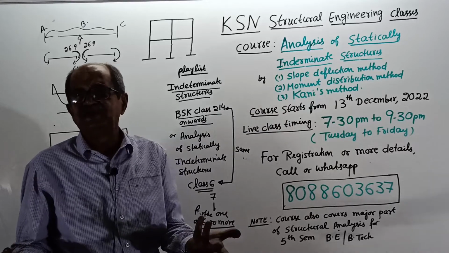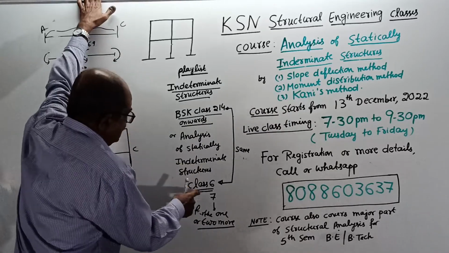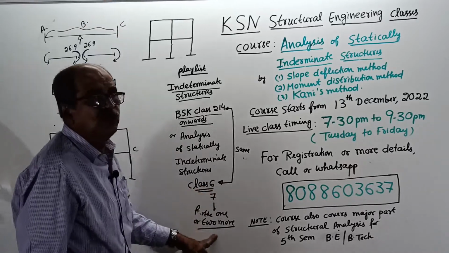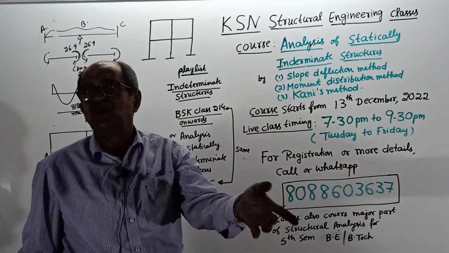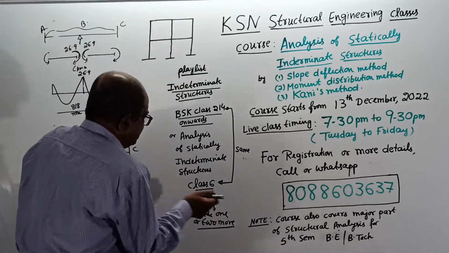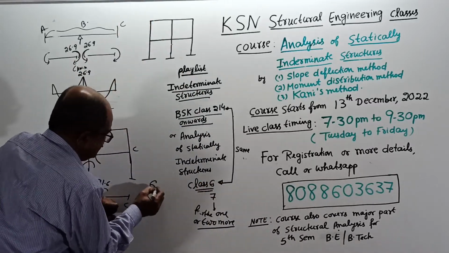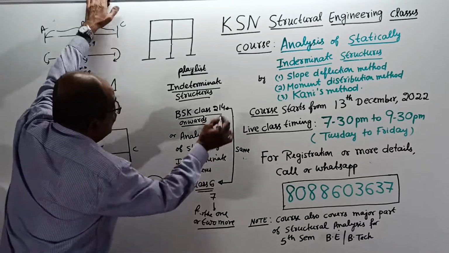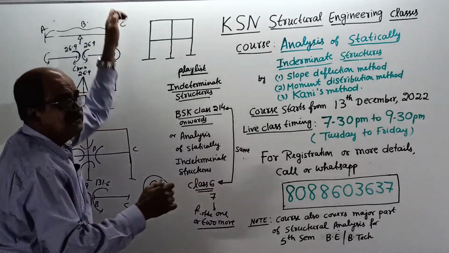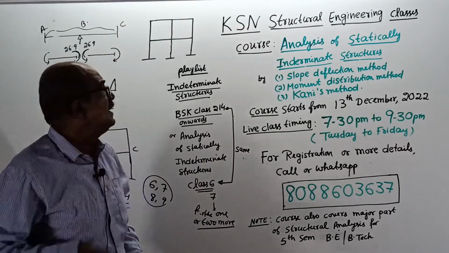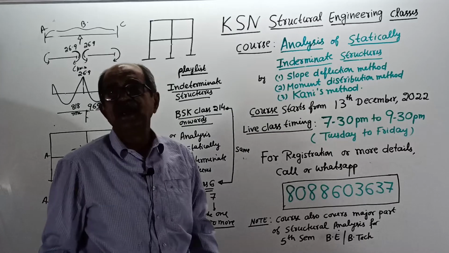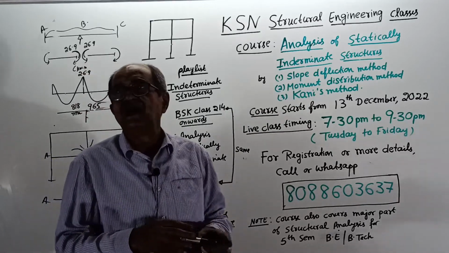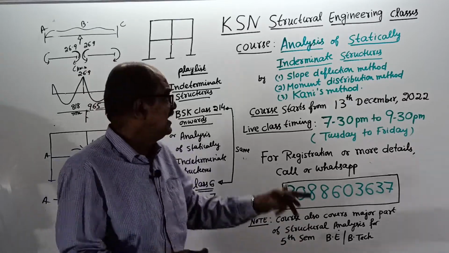So if you want, you can study class 6 and class 7, already uploaded. 1 or 2 more classes I will upload tomorrow and the day after tomorrow. So classes 6, 7, 8 tomorrow, if required 9th, that will be 214, 215, 216, 217, the pre-requirement for this course. How to find fixed end moment, for central point load, WL by 8, for UDL full span, WL square by 12, all those things are covered there.